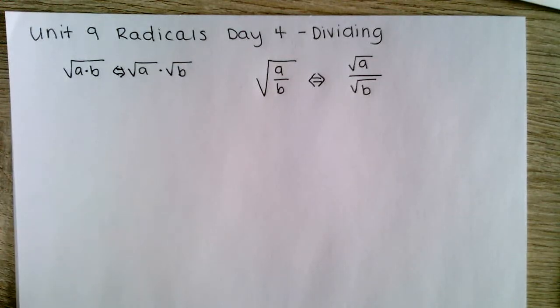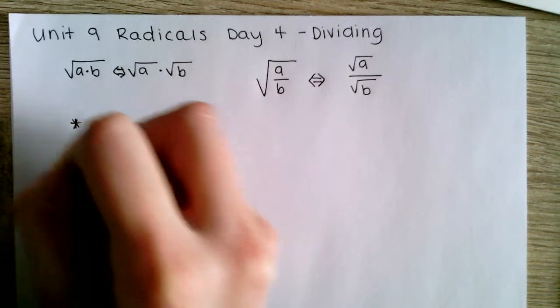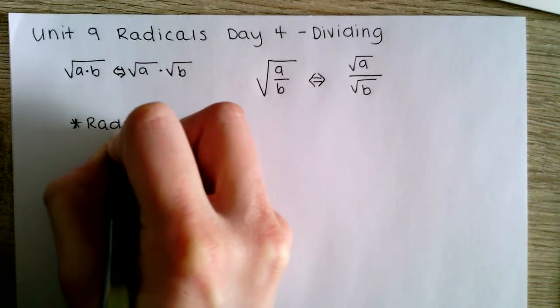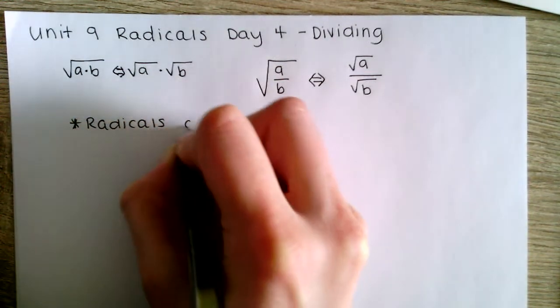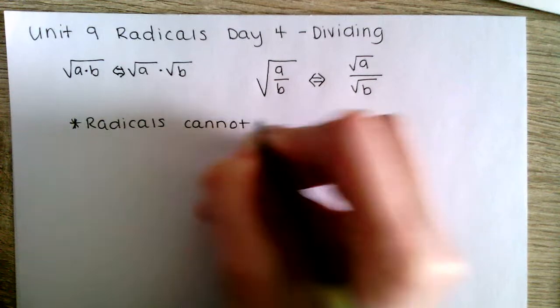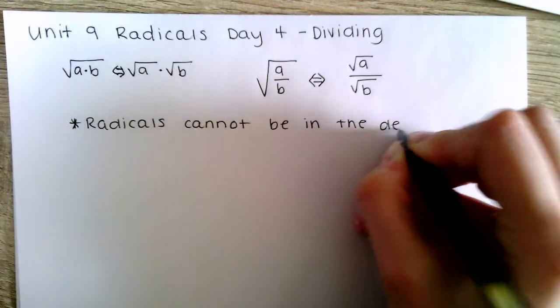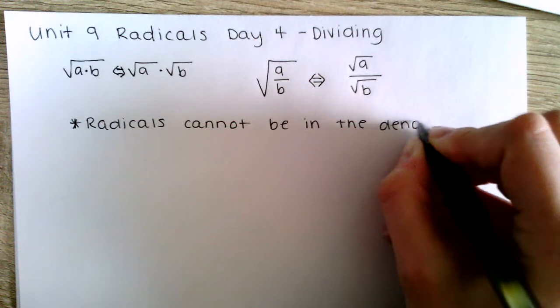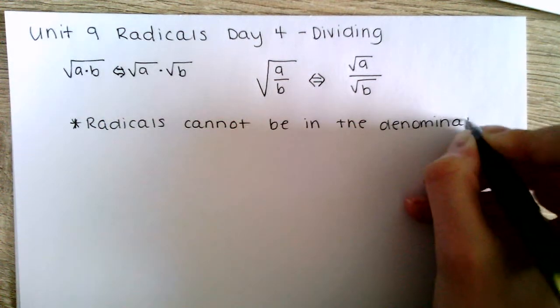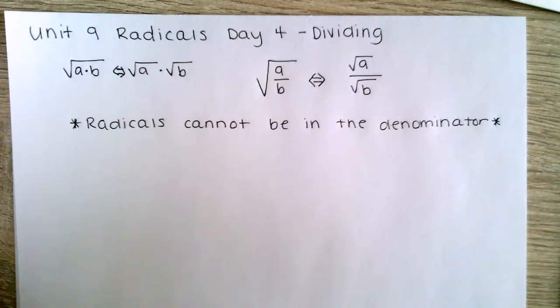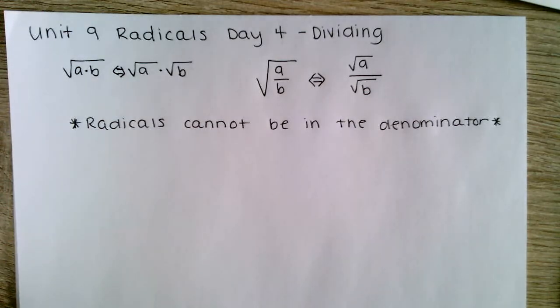Unfortunately, when we are doing division, there is a little thing that radicals cannot be in the denominator. As we know, the denominator is the bottom of our fraction, and we're not allowed to leave radicals there. So what we're going to learn in this lesson is how to clear them, how to get rid of the radicals in the denominator. That's what we're going to be looking at today.